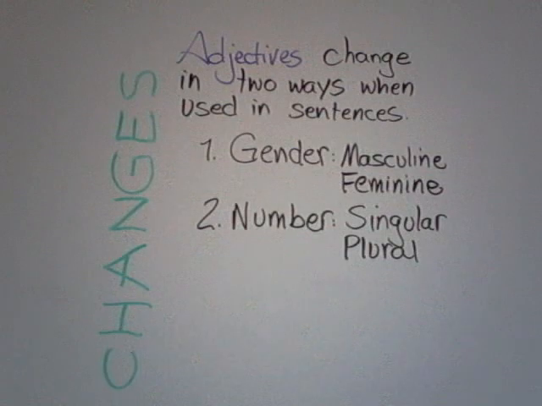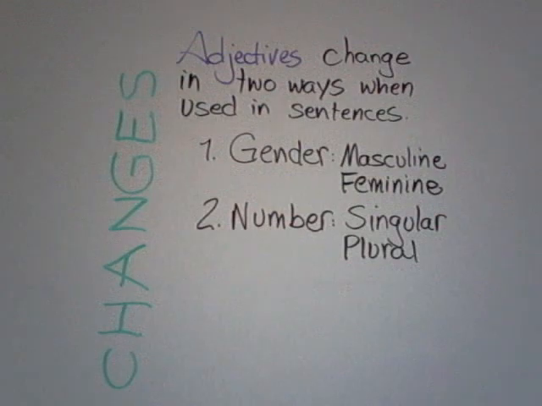The second way that adjectives change in Spanish is by number. That is, is it singular or plural? Are the things you're describing just one person or one thing, or are there many things? Before we look at this, we need to review the rules of how to make things plural in Spanish.